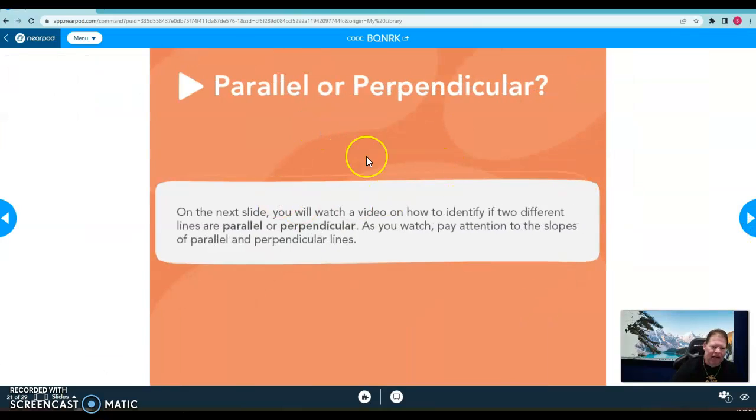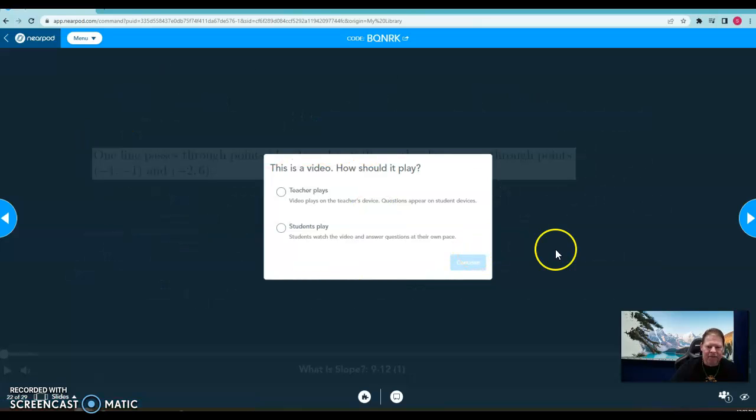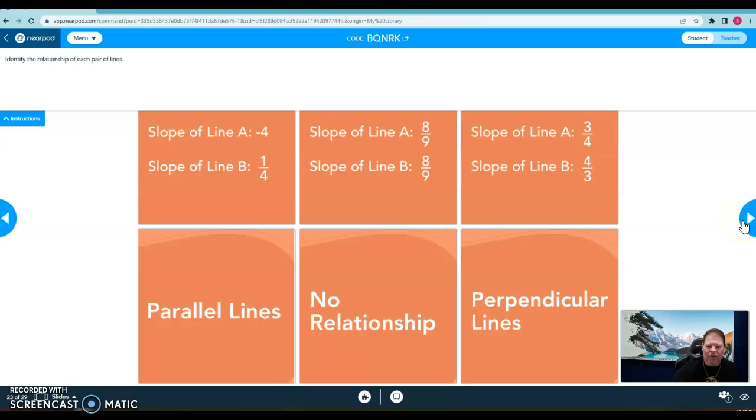Next, you have to find if lines are parallel or perpendicular, and we go over how parallel lines always have the same slope but a different y-intercept, whereas perpendicular lines have opposite slopes. Once again, there's another video that we've embedded. This one's from Khan Academy as well, just to give a visual to those that need it. For the kids that like to work at their own pace, I can set it at their pace, and they can work on their own.